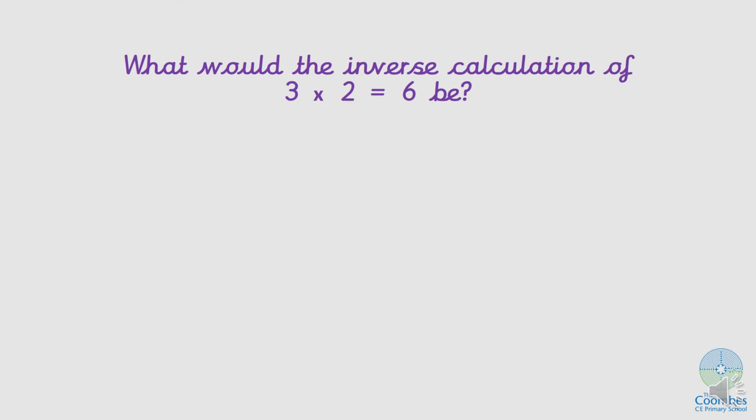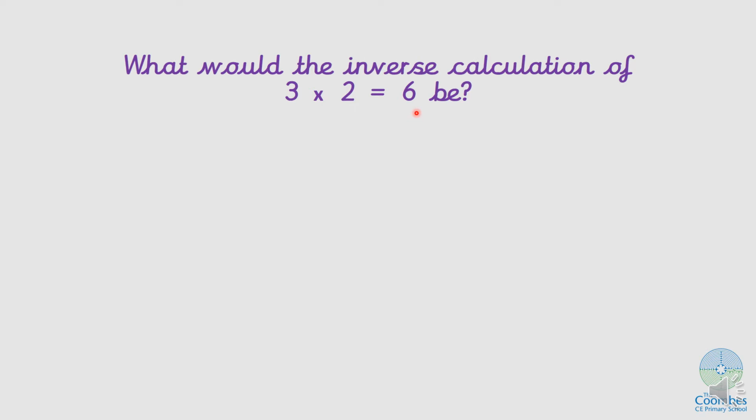Okay, here we have a calculation. So it says, what would the inverse calculation of 3 groups of 2 equals 6 be? So we know that this calculation is a multiplication calculation, so we've got to make it into a division calculation. When we are creating division calculations, we always start with the biggest number. So in division, the biggest number always comes first, which in a multiplication sentence is the answer.